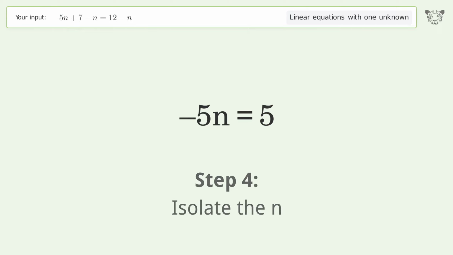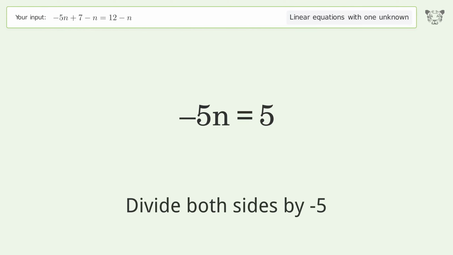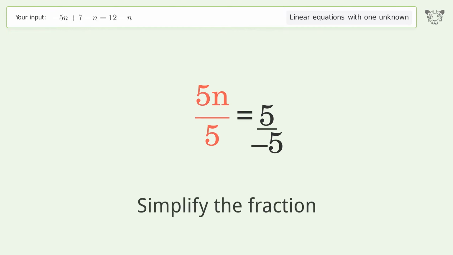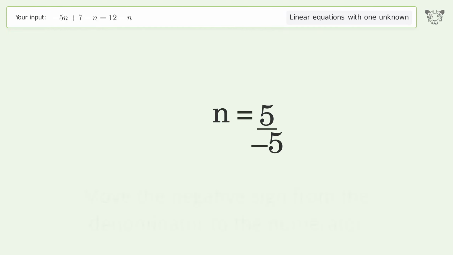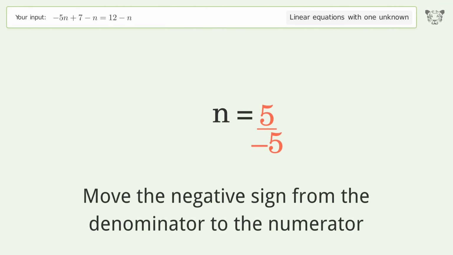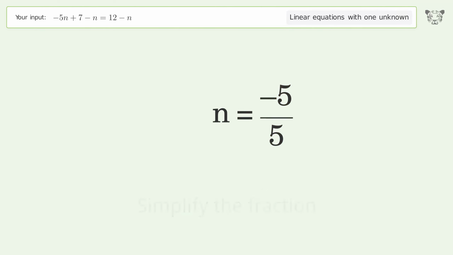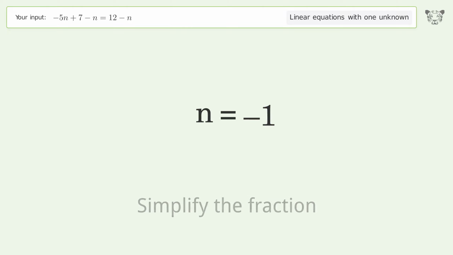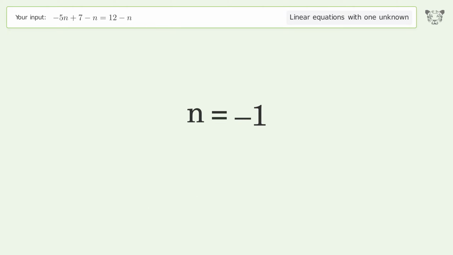Isolate the n. Divide both sides by -5. Cancel out the negatives. Simplify the fraction. Move the negative sign from the denominator to the numerator. Simplify the fraction. And so the final result is n equals -1.